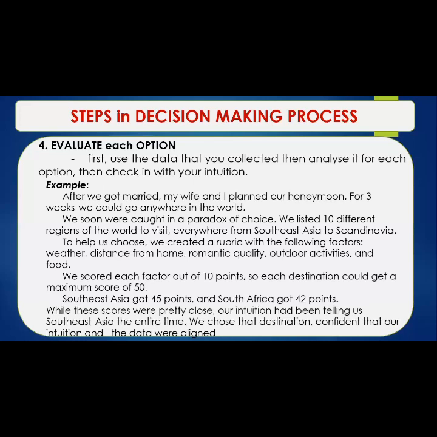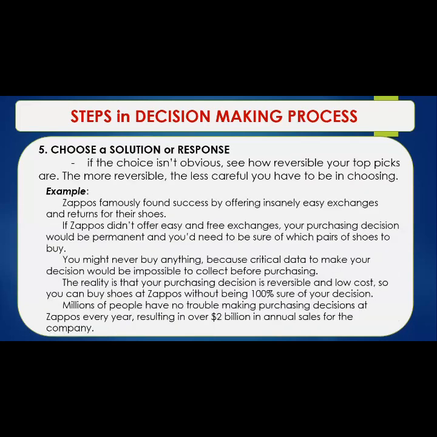Now, moving on to the fifth step in the decision-making process, that would be choose a solution or response. What do we mean by this? If the choice is not obvious, we need to see how reversible your top picks are. The more reversible, the less careful you have to be in choosing. For example, Zappos famously found success by offering insanely easy exchanges and returns for their shoes.